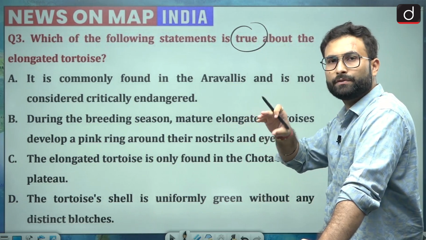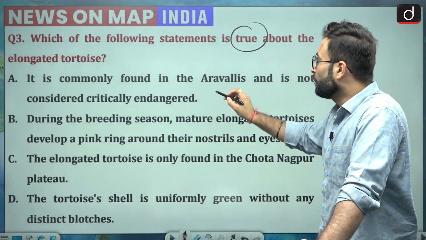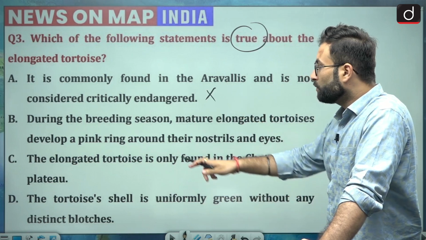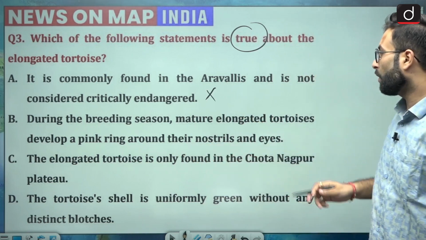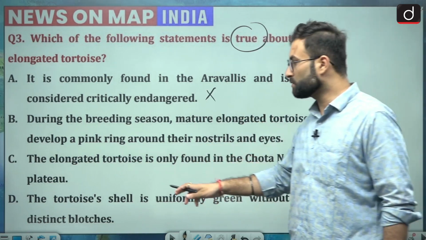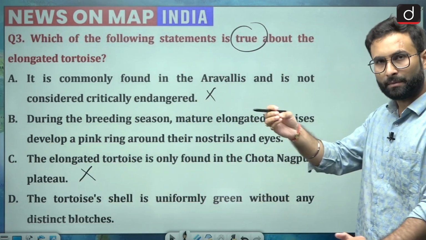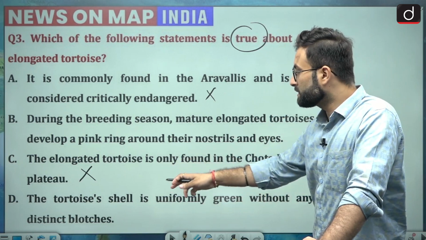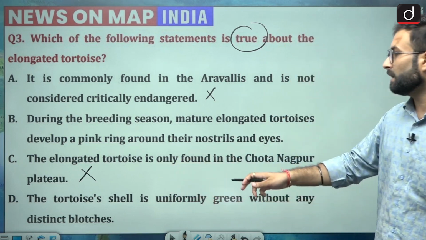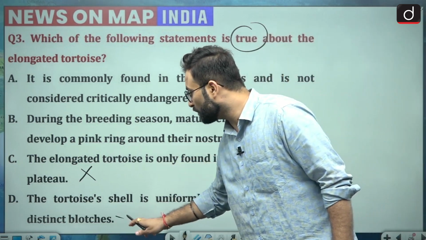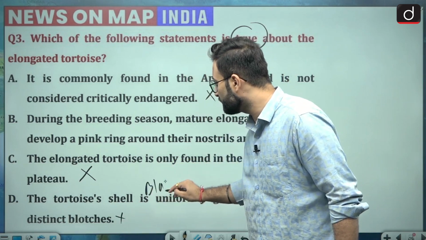Okay, and these are actually found in the Himalayan foothills. So that statement is incorrect. Coming to the next one, the elongated tortoise is only found in the Chota Nagpur plateau. No, this is not correct, because as I told you, this is commonly found in the Himalayan foothills as well. Then, the tortoise shell is uniformly green without any distinct blotches. So this is also incorrect, because there are black blotches.